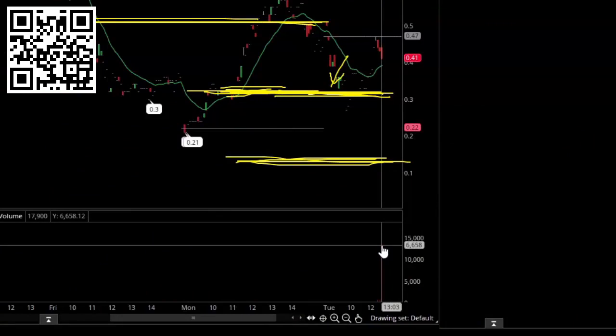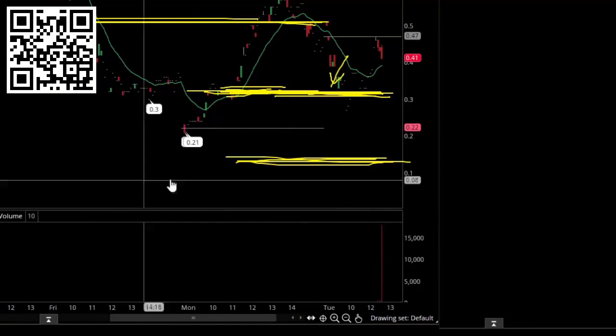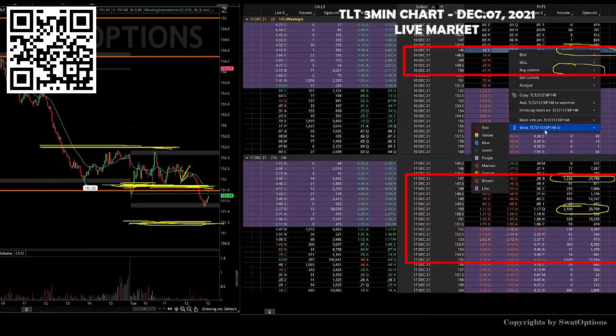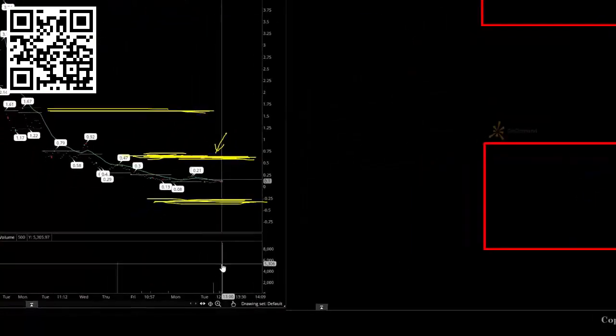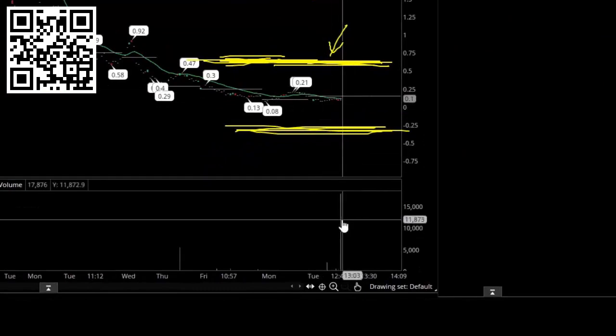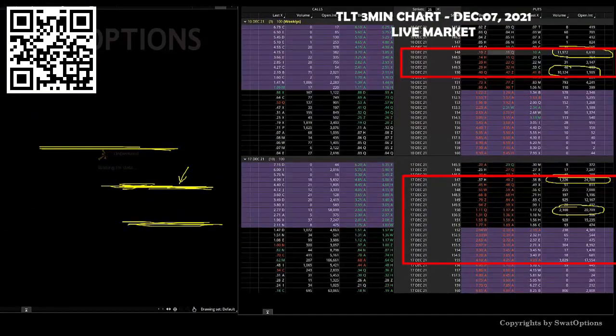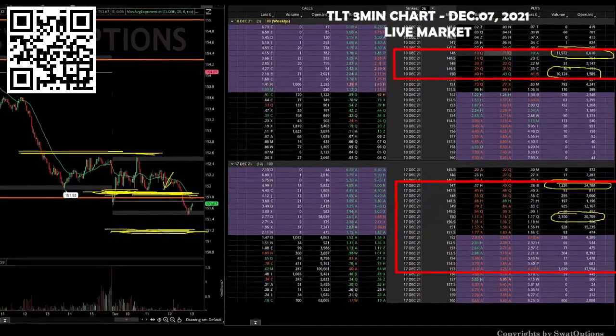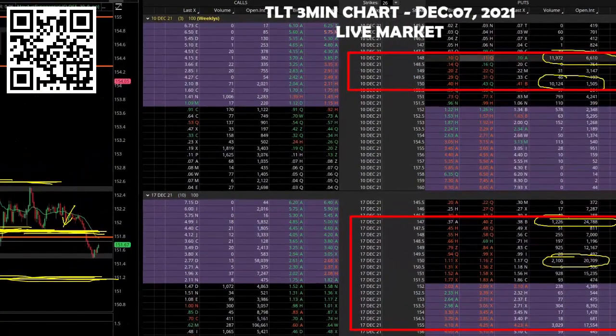See here, boom. Puts 150, big volume there. Puts 150 on TLT for this week, and puts 148. Let's see the chart. Puts 148, boom, big volume here. So, guys, this week, what can you tell me? Puts 150 and puts 148. Maybe we have a run here. So let's wait to see some more.